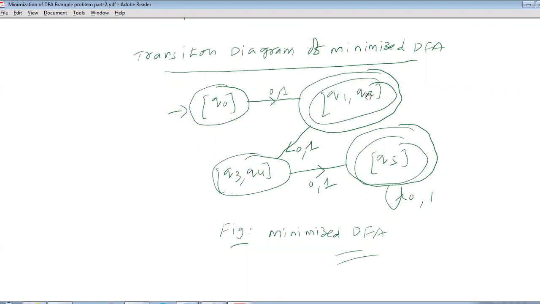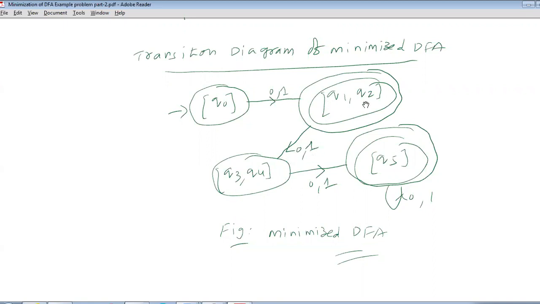Now Q0 on 0 is going to Q1, Q2, so an arrow is drawn, and the input 0 is labeled on this arrow. Then Q0 on 1 also goes to the same state. If a state with more than one input goes to the same next state, you can draw a single unidirectional arrow or arc, and label all the inputs separated by commas. So 0, 1. Similarly, Q1, Q2 on 0 goes to Q3, Q4, and Q1, Q2 on 1 goes to Q3, Q4. So a single arrow, with multiple inputs separated by commas.